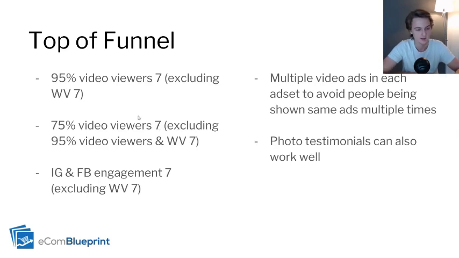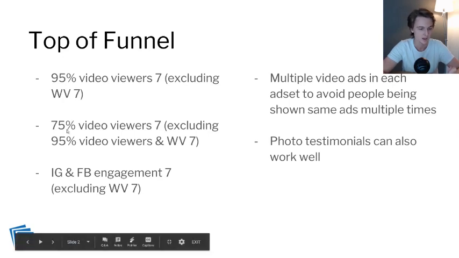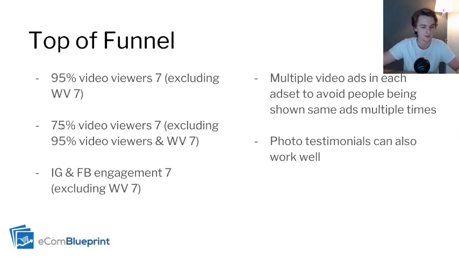By doing that, you actually have two audiences without overlap: people who have watched 75% up to 95%, and then 95% as a separate audience by itself. By properly excluding like this, you can actually see what the cost per purchase is for someone who's watched 95% of the video versus 75%.